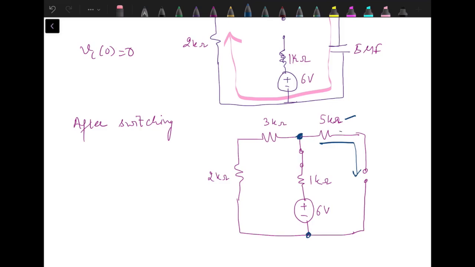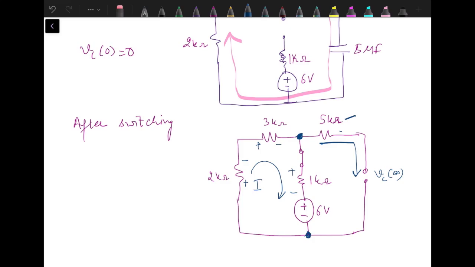If we find out the potential difference between these two terminals, then we can have the value of voltage across the capacitor at t equal to infinity. For finding that, we will find the current in this loop. So as per the assumed direction of current, the voltage drop polarity is like this.